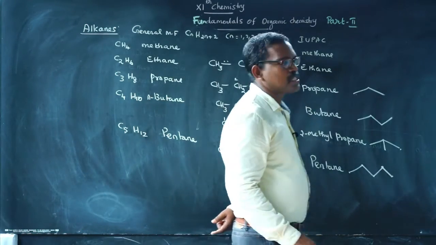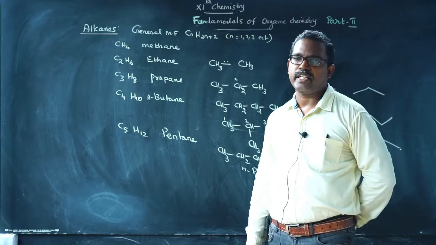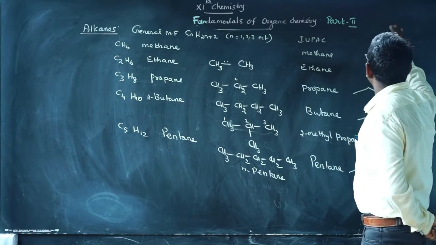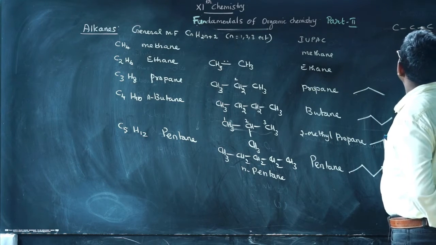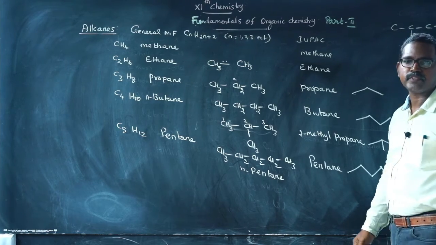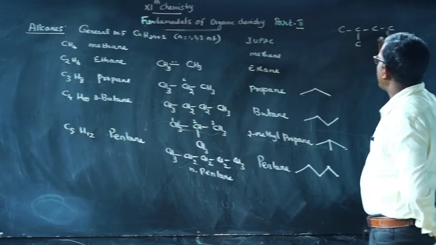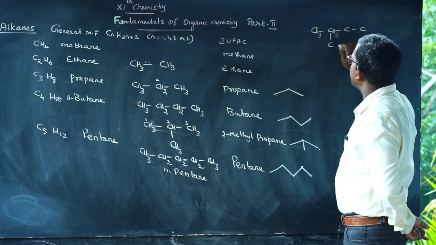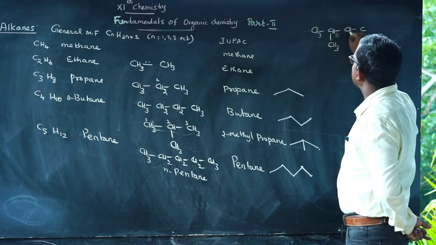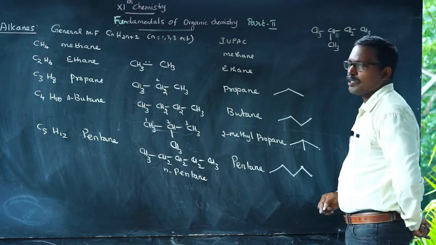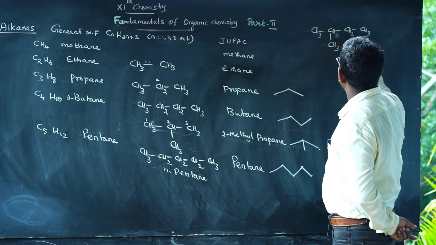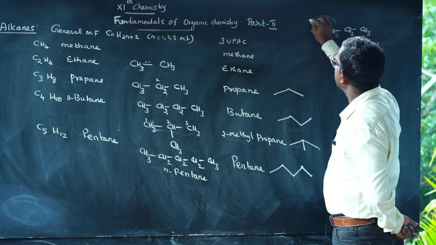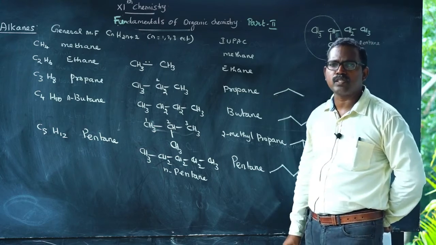Some other isomers are possible in the case of pentane. This is written like this: C, C, C, here one more C, C. Totally 5 carbon atoms. Therefore, CH3, CH, CH2, CH3. The common name of this compound is isopentane.